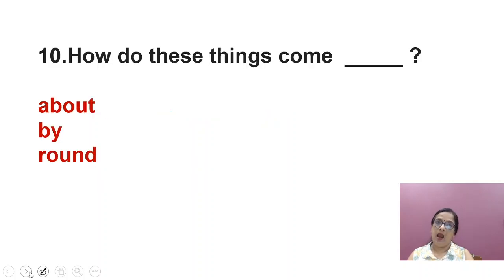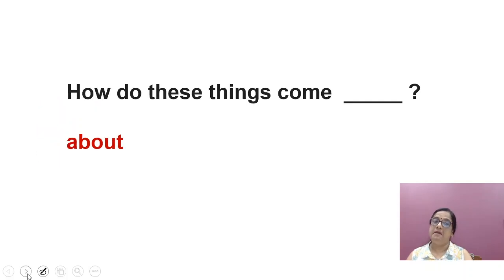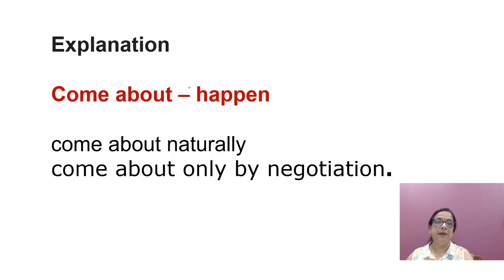Question number 10. How do these things come dash? Come about, come by, come around, come round? The answer is: how do these things come about? Come about means happen. Come about naturally means happen naturally. Come about only by negotiation means it can happen only by negotiations.